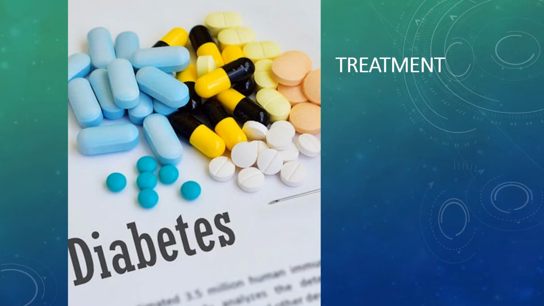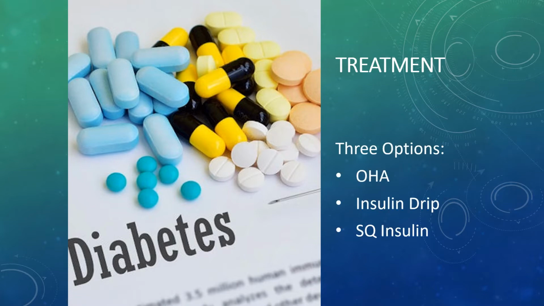As far as treatment goes for diabetes, we know there's basically 3 options. There's oral hypoglycemic agents. These are just the oral pills that you take for diabetes. There's insulin as a drip, and insulin that you can give sub-Q. And I'll talk about these in a little bit.